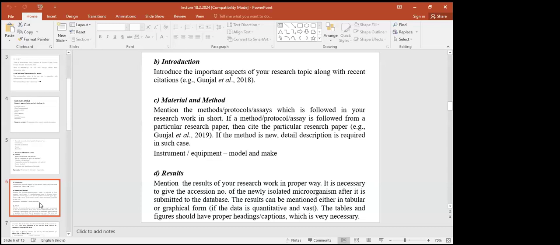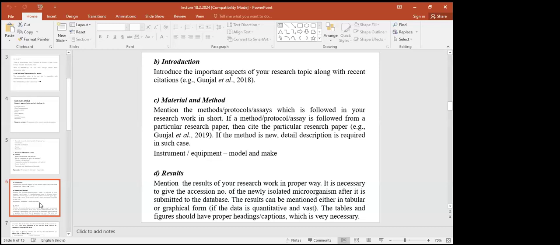Then comes M, which stands for materials and methods. Mention briefly the methods, protocols, or assays followed in your research work. If a method, protocol, or assay is followed from a particular research paper, then you have to cite that research paper, as I said earlier about how to do citation. If it is your own method that you have developed, then a detailed description is required.